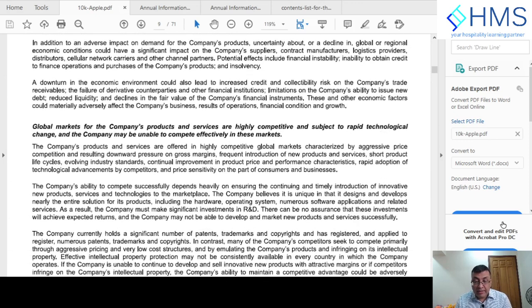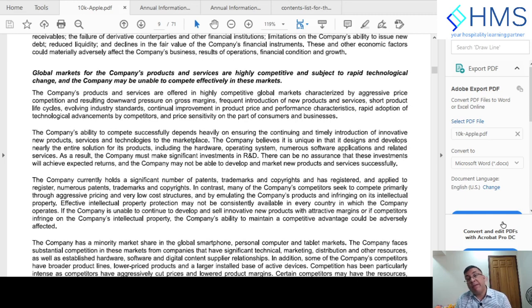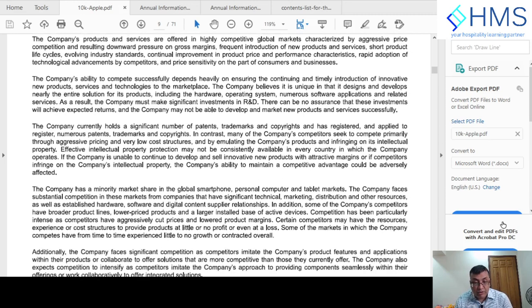Then there are certain things that are specific to the company. The global markets are highly competitive and subject to rapid technological changes, and the company may not be able to respond adequately. However, the company also says what it is doing: trying to compete successfully through R&D and by holding a significant number of patents, trademarks and copyrights, which have been registered, and applying to register numerous others.